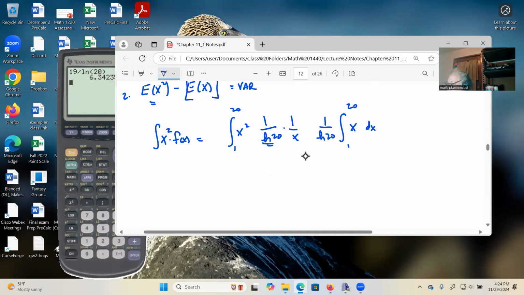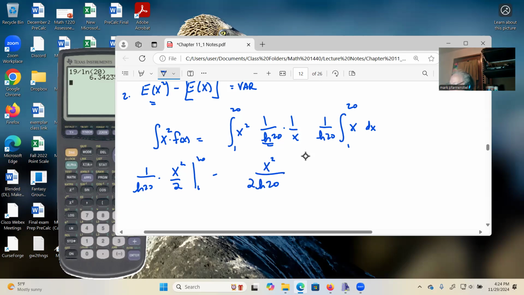Go ahead and integrate this thing out. So we have 1 over ln 20 times x squared over 2, again going from 1 to 20. I'm going to go ahead and rearrange some things. We have x squared over 2 natural log 20.